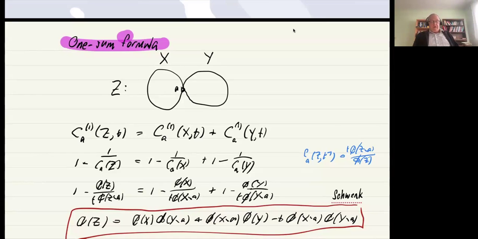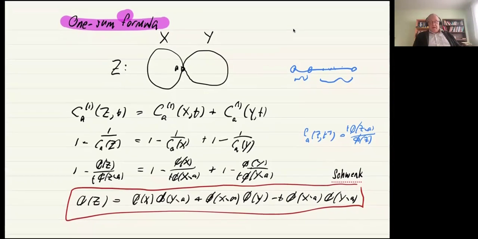Okay, so we can do this computation. I mean, this is useful. You can get a recurrence for the characteristic polynomial of a path, because a path is a one sum of a path of length 2 and a path of length n minus 1. So you can get recurrences and things. So it's quite a useful formula.